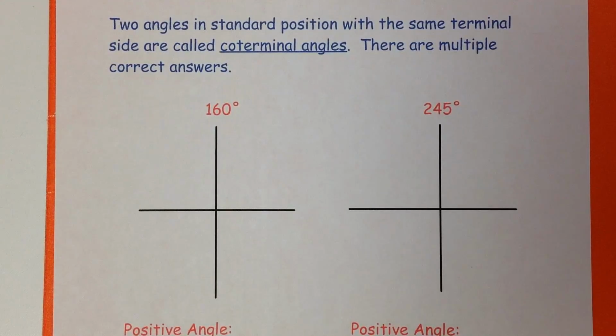Remember, terminal is where your angle ends, so they have to stop in exactly the same place, but yet they're different measures. And as it says here, there are multiple correct answers, and that's simply because you can rotate as many times as you would like before you actually stop. You could go around one rotation, you could go around two rotations, you can go in the positive direction, you can go in the negative direction. So, again, there are multiple correct answers that you can have.